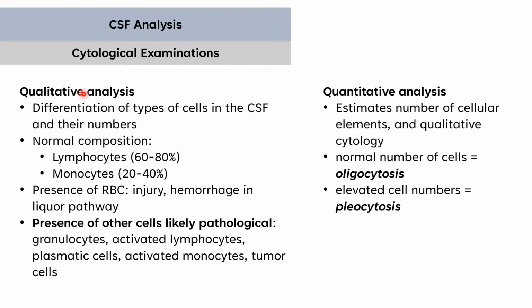The normal composition is usually that a CSF, if it does have cells, is mainly composed of lymphocytes relative to monocytes. And if we can find red blood cells, then we should also suspect that a patient might have an injury or bleeding in the liquid pathway. It could be the production pathway, or it could be the circulation pathway. The presence of other cells can also indicate many different pathologies, so cell analysis is very important. And then we have quantitative analysis, where we not only look at the type, but we also count how many cells are there. If the patient has a normal amount of cells, then we call that oligocytosis. And if it's elevated or too high, then we call it pleocytosis.